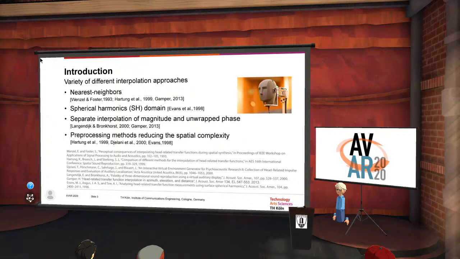It's a very nice paper from Evans et al., who did interpolation, spatial upsampling there, and nearly everything was there. But he did, for example, not do a comparison to nearest neighbor-based approaches. And then there's a paper from Langendijk and Bronkhorst, a study which did the interpolation not based on the complex spectrum, but separately for magnitude and unwrapped phase. And they had very good results.